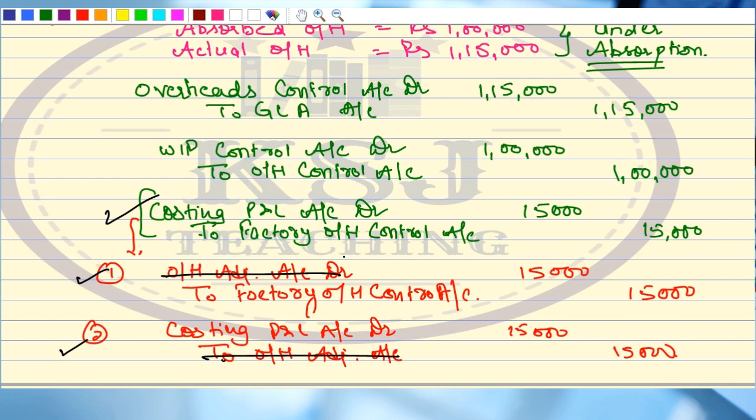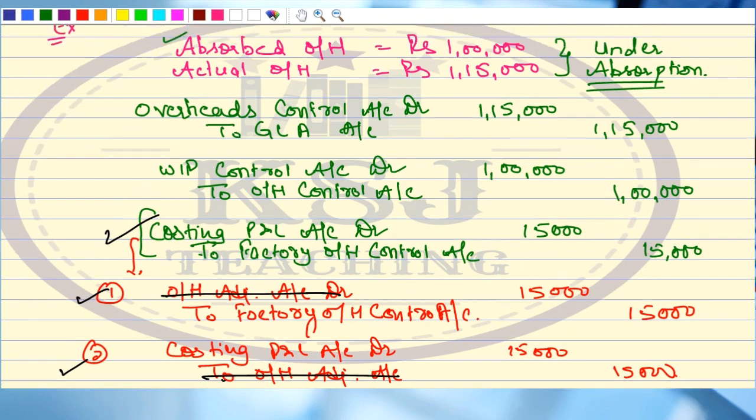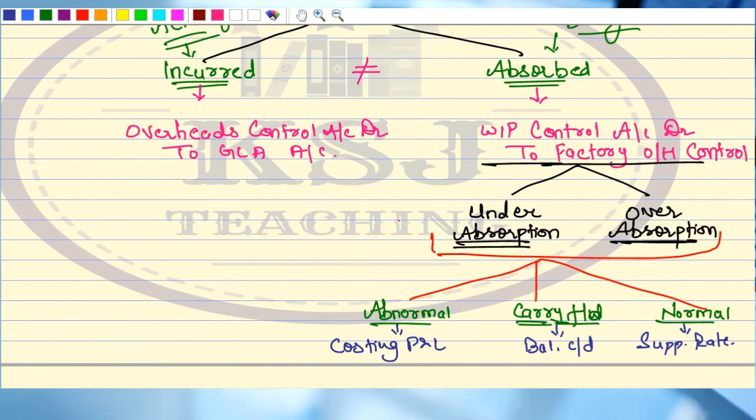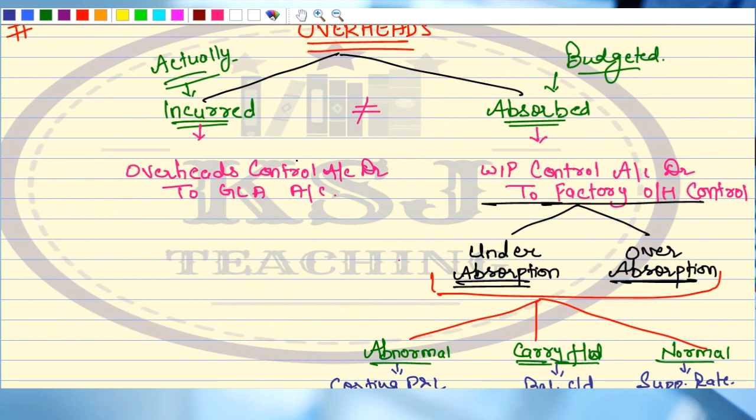So let's continue with our discussion on the cost accounting systems, right? In the last lecture we discussed something about overheads, and I told you how to treat the overheads in case of the cost accounting bookkeeping, that how the entries are to be recorded, right?